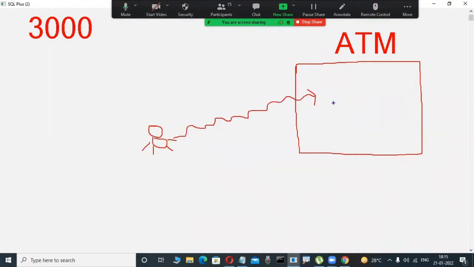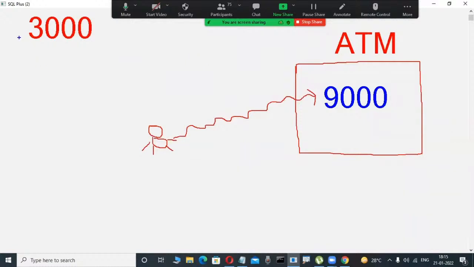Now I decided to withdraw some amount. Okay, fine, but 3,000 is my available balance. Whenever I insert the ATM card, after that it asks me to enter the amount. In that case, unfortunately, I mentally decided to withdraw 9,000 rupees. Now as I try to withdraw 9,000 rupees, am I getting 9,000 rupees? No.